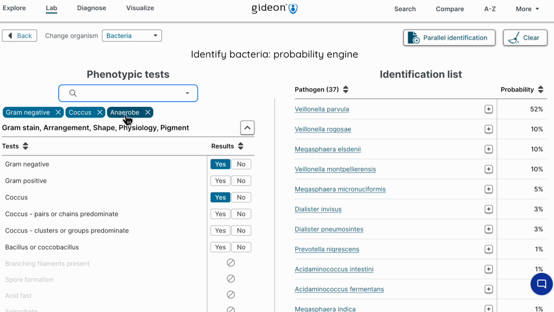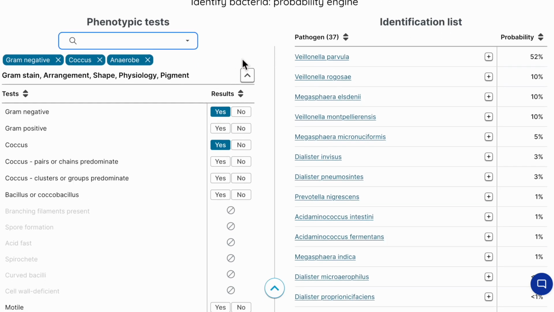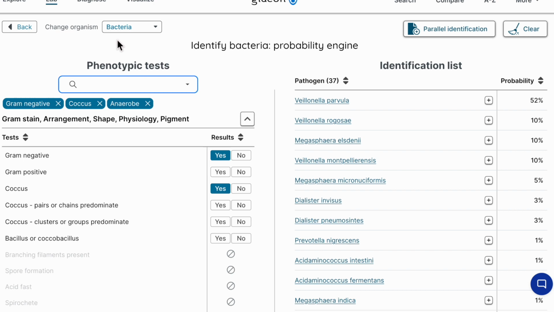What is it suffering from, if you will? And the first organism to think of would be Veillonella. This is not what it is. The chance of it being Veillonella is 52%, which is pretty good. In other words, if you saw 100 such organisms, 50 would turn out to be Veillonella. Veillonella parvula, which is the common species. So this is how we do diagnosis in GIDEON. One other feature in diagnosis and in bacteriology is the ability to alphabetize the list. And as simple as it sounds, that's a very useful teaching tool.